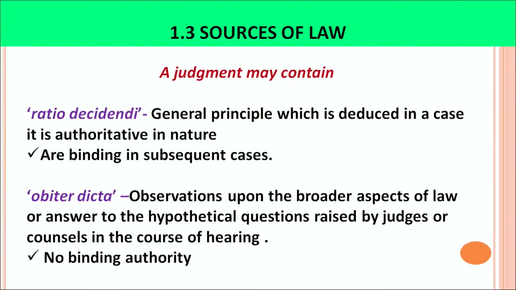Now, obiter is different from ratio in the sense that these are certain observations made by the judges upon the broader aspects of the law, or answers to hypothetical questions raised by the judges or counsel in the course of the hearing. Please remember, these are mere observations and do not have any binding authority. So the larger difference between ratio and obiter is that ratio is a general principle and is binding in subsequent cases, whereas obiter dicta is merely an observation given in answer to a hypothetical question, and it does not have any binding authority.